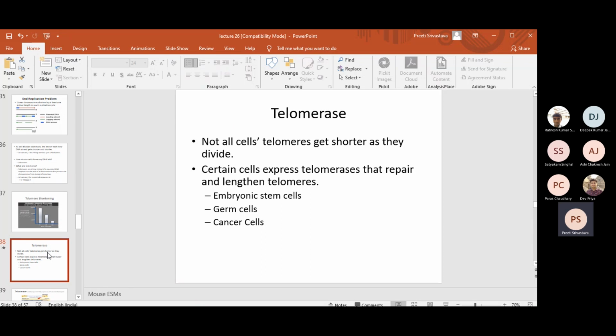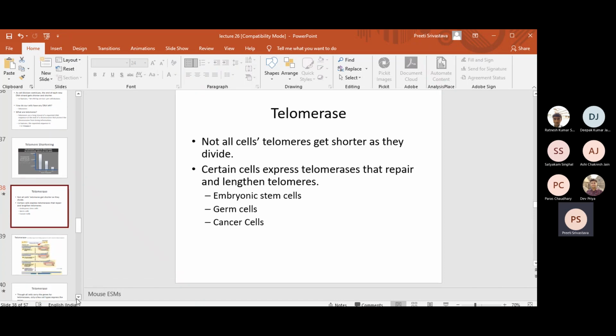But not all cells' telomeres get shorter as they divide. There are certain cells, such as embryonic stem cells, germ cells or cancer cells. These cells express an enzyme called telomerase, and telomerase can repair and lengthen the telomeres. So shortening of telomeres can happen in most cells other than germ cells, stem cells and cancer cells, because these cells contain the enzyme called telomerase.